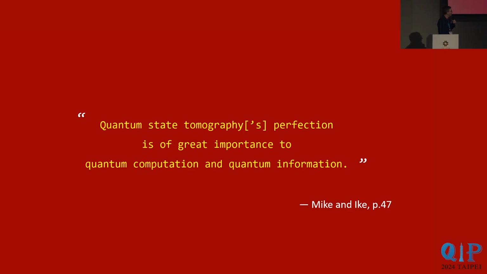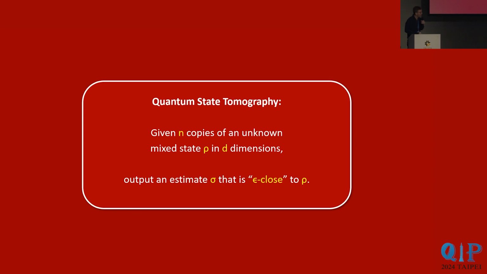Yeah, so thanks for the introduction, Robert. This talk is about quantum state tomography. So here's the basic problem. You're given copies of an unknown state, rho, and it's a d-dimensional state. And you just want to measure these copies in such a way that you can make an estimate.